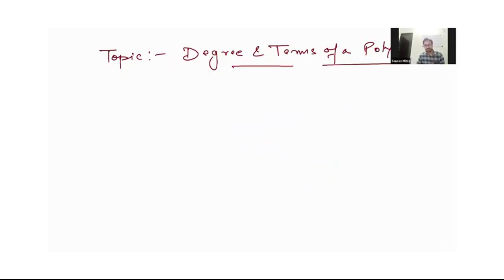Today's topic for the session is degree and terms of a polynomial. We know a polynomial is something like ax square plus bx plus c format. It is a mixture of variables and constants. Variable means your x values, like x, y, t, and a is your constant or number. So a polynomial is a combination of both. We will discuss here what the degrees and terms of a polynomial are. So let's start.